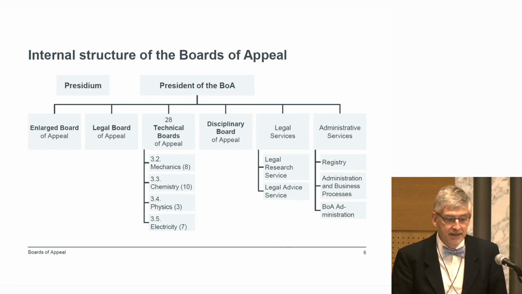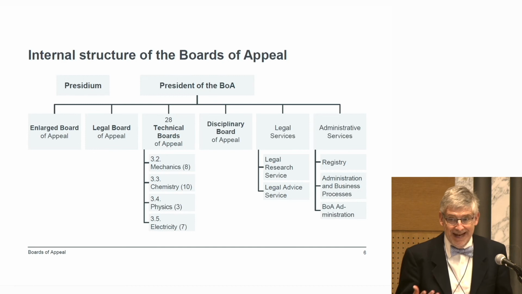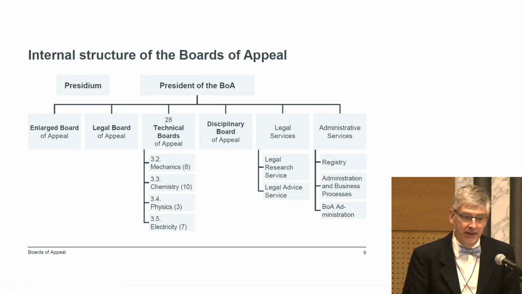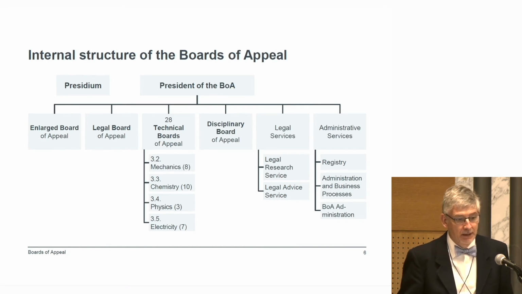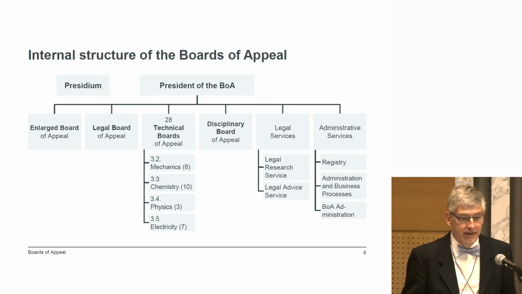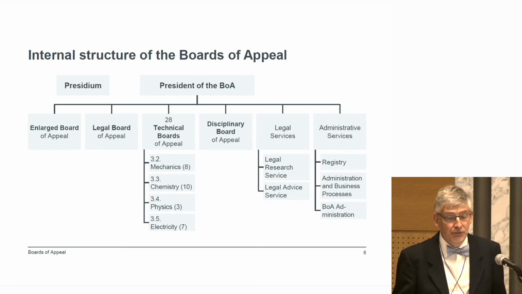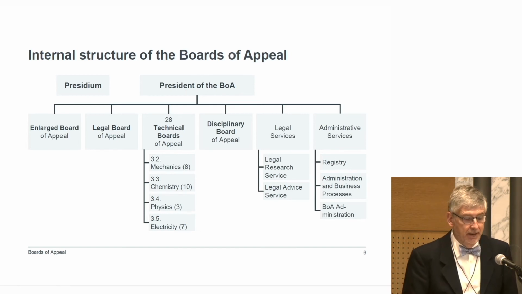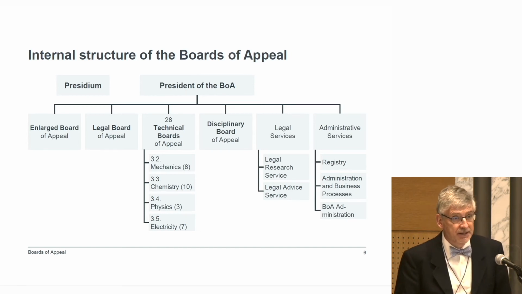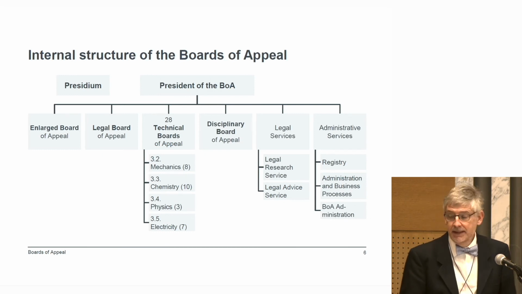We have a president of the boards of appeal as the head administrative, but also judicial head of the boards of appeal. And then we have the different boards. The enlarged board I already mentioned, the legal board as well. 28 technical boards of appeal. They are divided into 4 main technical sections: mechanics, chemistry, electricity, and physics.